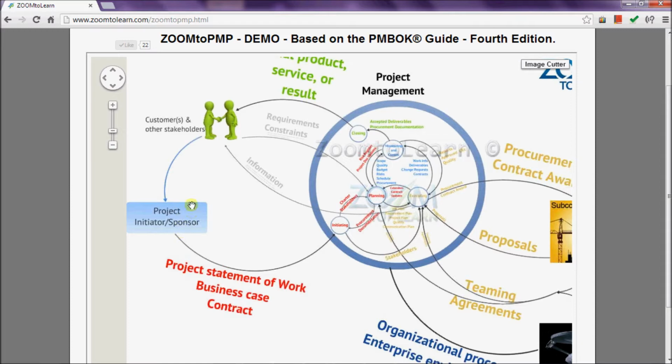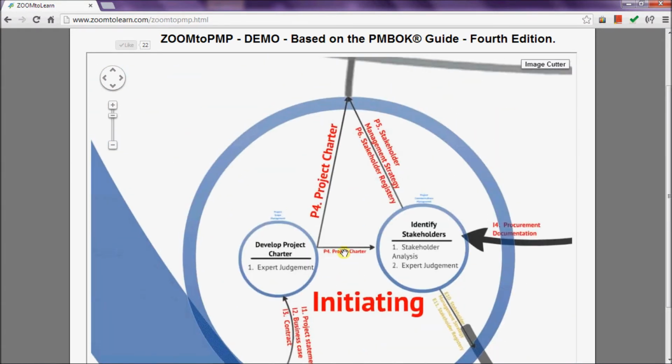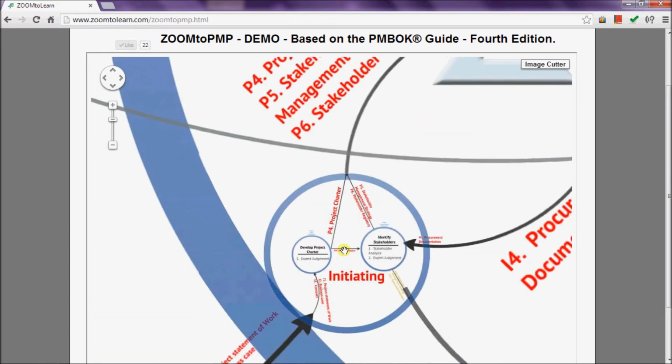Assume there is a project sponsor or project initiator who identifies a business opportunity, business need, or received a request from a customer. The project sponsor is then supposed to document it in a project statement of work, business case, or a contract, and then finds a project manager to develop a project charter. Once the project charter is signed, the project officially starts.